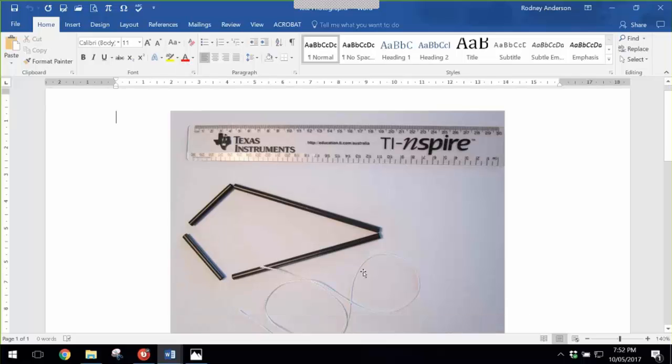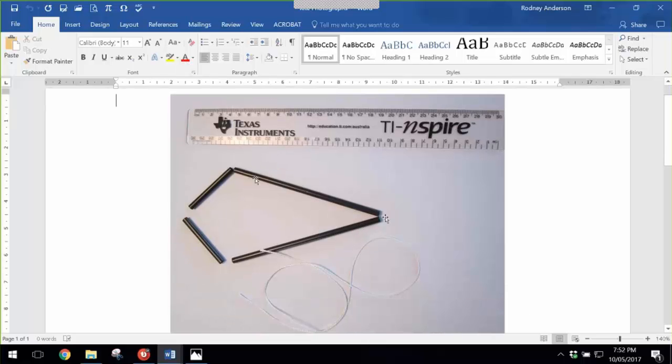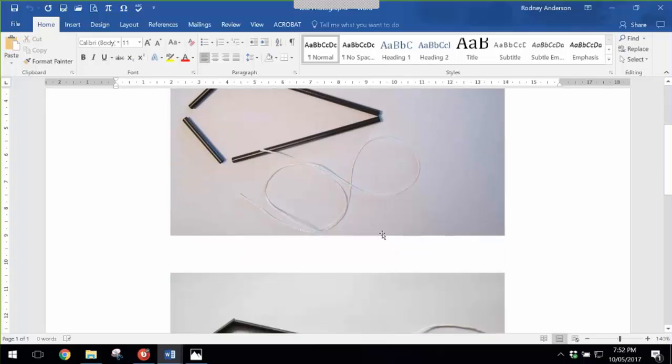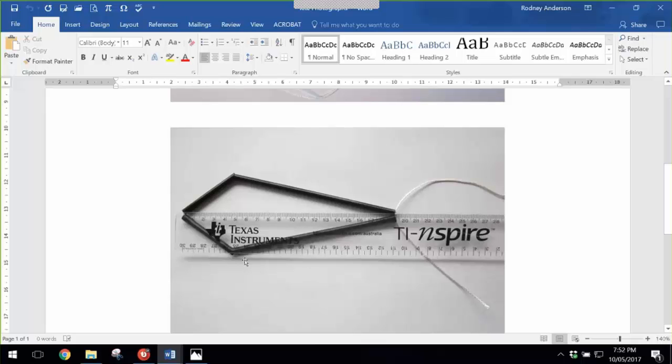Yeah, and then got some string, and what you can do is thread the string through and tie it at the base here, and you've got your kite. And you'll see that with the kite, we can work out the maximum area, so students can move it around, they can measure the height and the width, and we'll work out the maximum area.